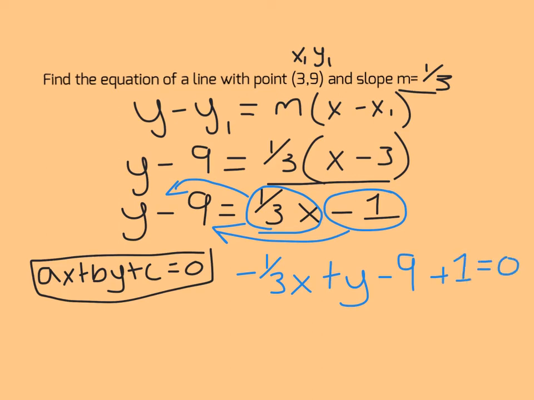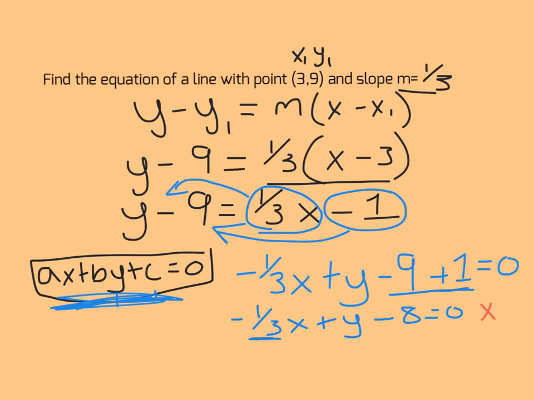Again, all I'm doing here is just writing it in this form here. x first, y second, and then c is just the number itself, this number here. So first of all, I'm going to simplify that. So I have minus 1/3 x plus y, and I have minus 9 plus 1 is going to give me minus 8 equals 0. Now I have this minus a third here, and we don't like that. We don't like having a fraction. We don't like having a negative at the very beginning.